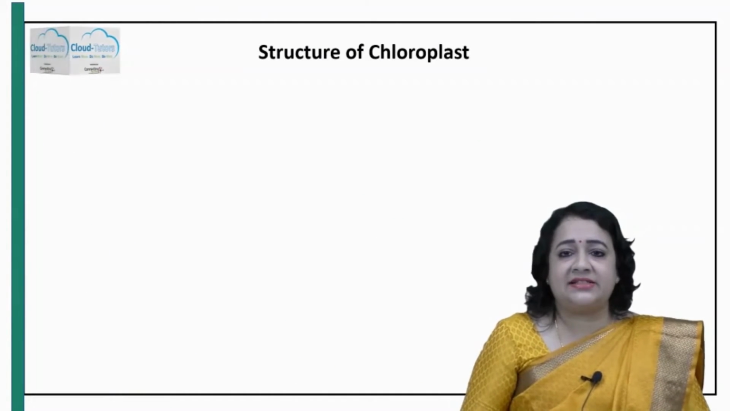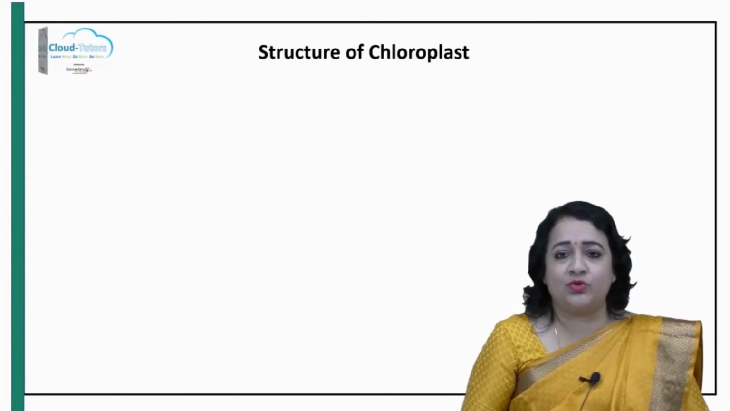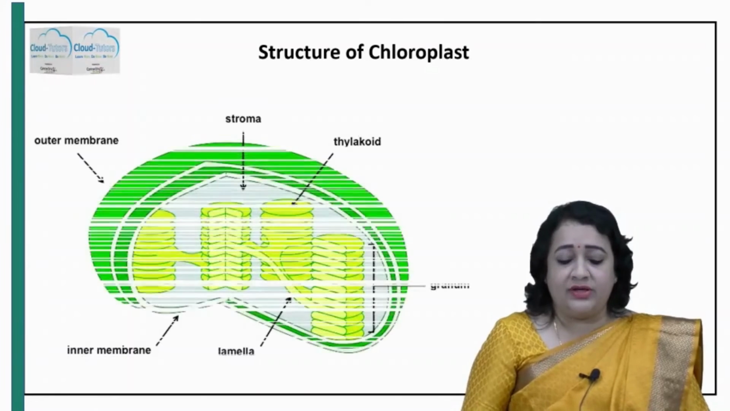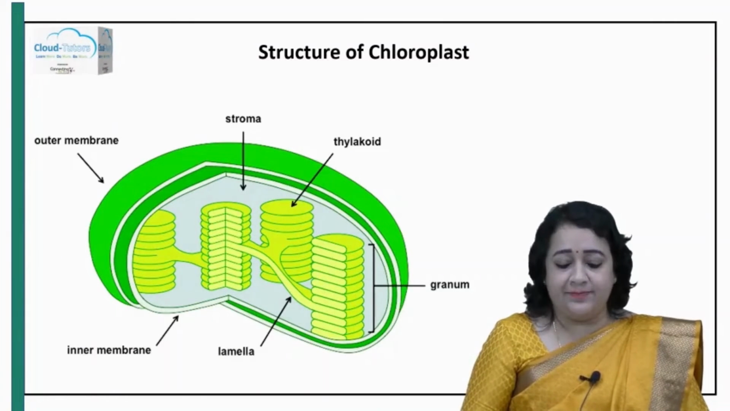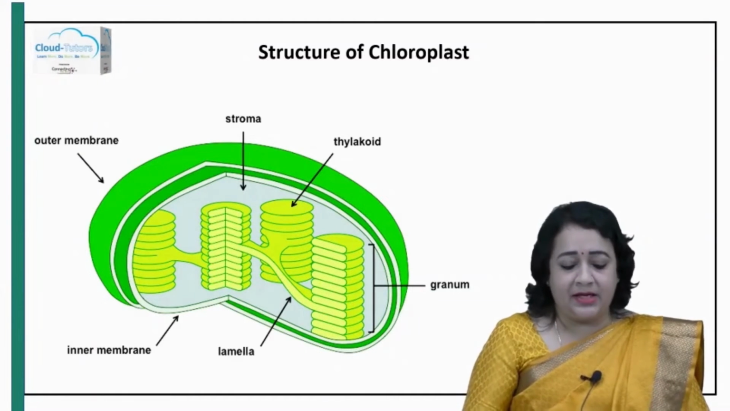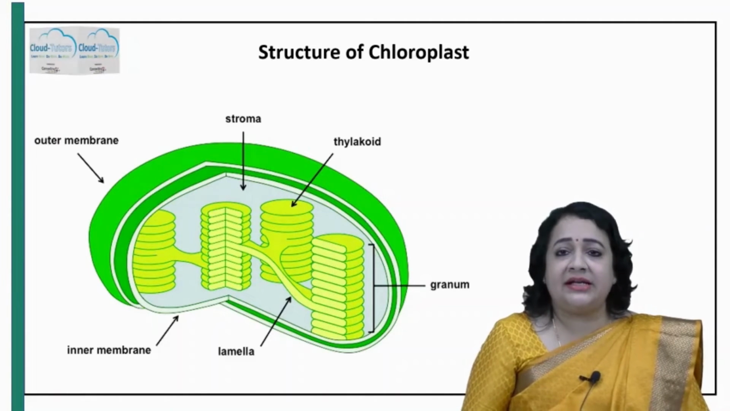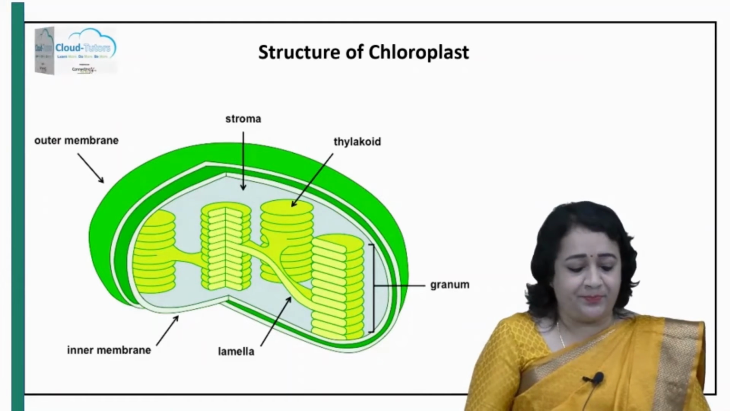Now let us discuss the structure of chloroplast. This is the place where exactly the photosynthesis happens. Chloroplast is the specialized cell organelle where photosynthesis occurs. It is a double membrane cell organelle. It has its own DNA as well as ribosomes.